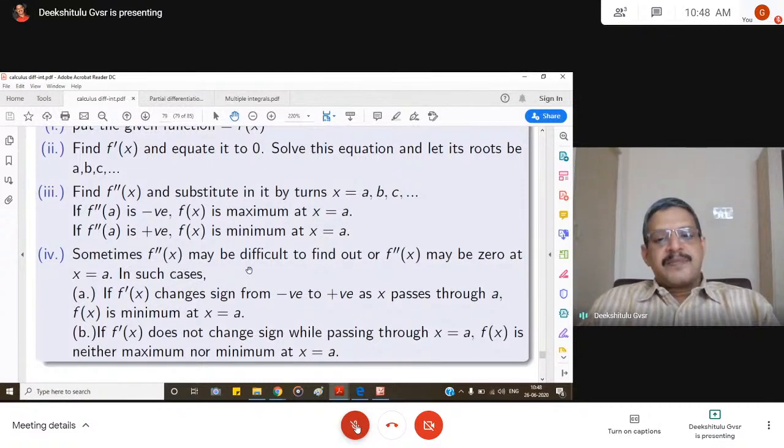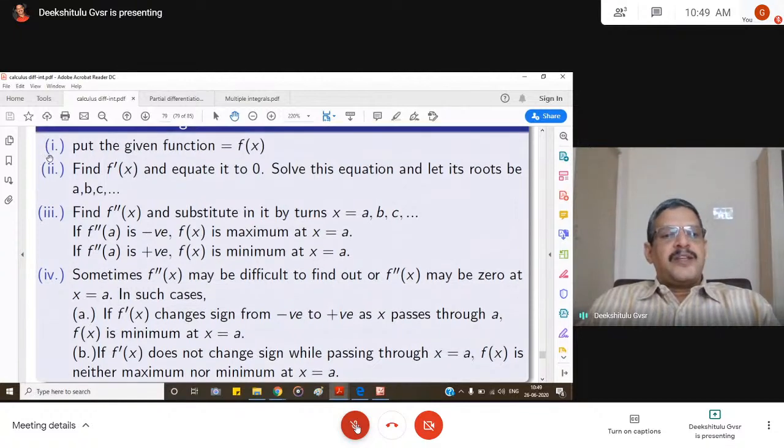Sometimes f double dash x may be difficult to find, or f double dash x may be 0 at x is equal to a. In such cases, if f dash x changes sign from negative to positive as x passes through a, f is minimum at x is equal to a. If f dash x does not change sign when passing through x is equal to a, then f of x is neither maximum nor minimum at x is equal to a. So the procedure is very important. Step 1, 2, 3 and 4.